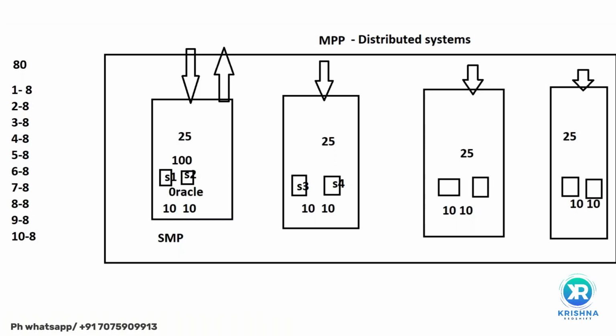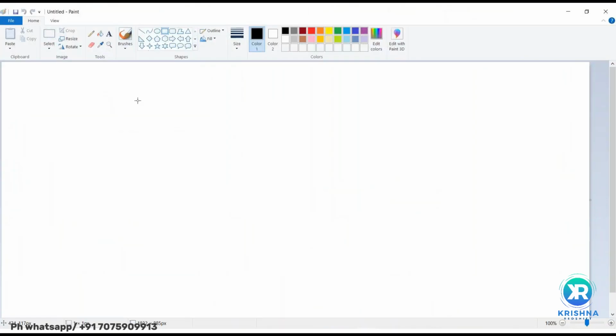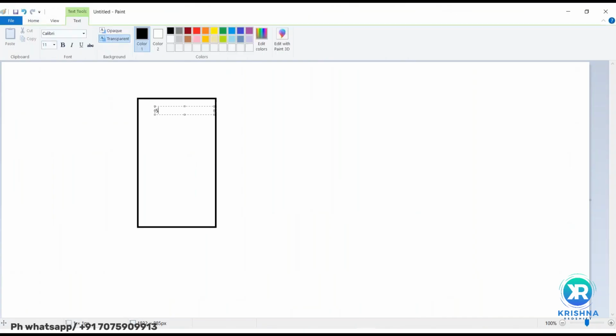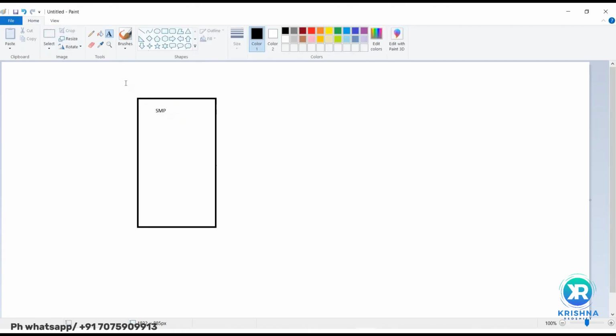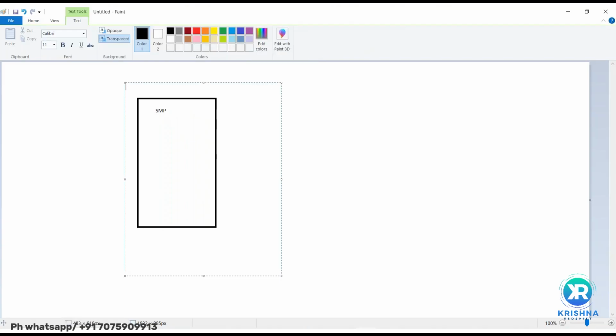Earlier, before MPP came, everything was an SMP system. SMP means there is only one node, that's all. There is only one node, and that one node is receiving all the data. A single node system is called an SMP system. All your data is stored here only. So obviously it will take more time because there is only one node working on your data. Before, when IT was improving and there was not much data, SMP systems were okay.